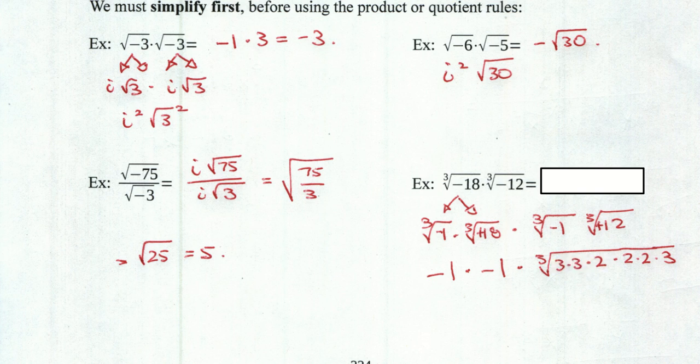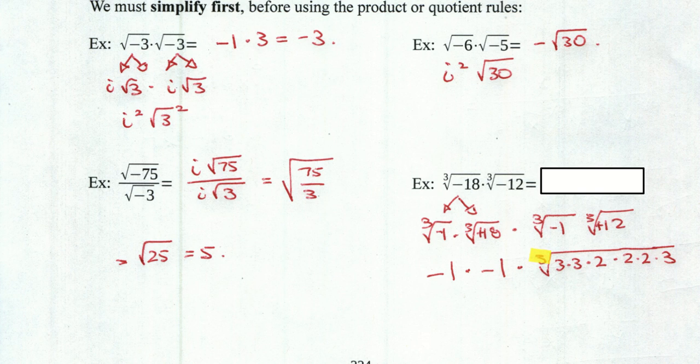And 12 is, so there's our 12, just following everything along. And 12 is 2 times 2 times 3. So you can work through this. 2 times 2 is 4. 4 times 3 is 12. Now, all of this is inside of a cube root.